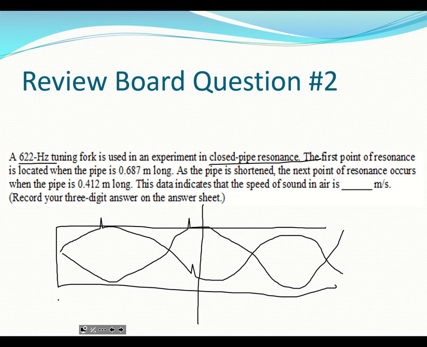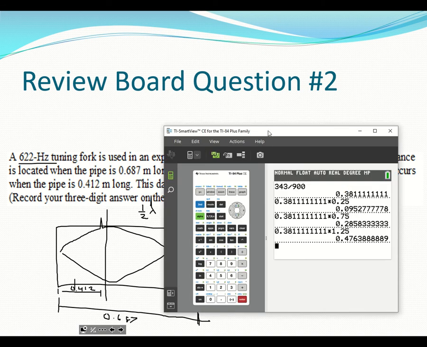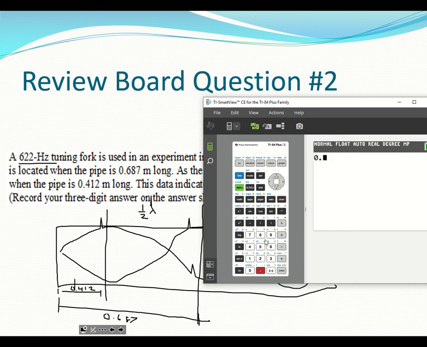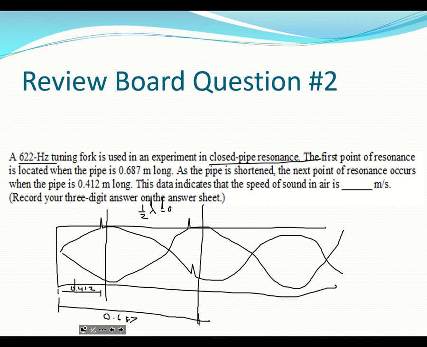So it's saying that this length here is 0.687, and then this length here is 0.412, like that. So we know that in between the resonating points is half a wavelength. So we can take that 0.687, subtract 0.412, and find this length in between here, which is 0.275. And we know that that's half a wavelength in between those resonating points.